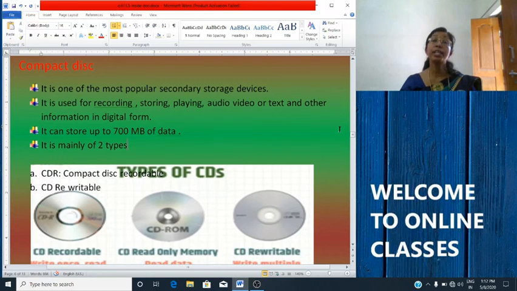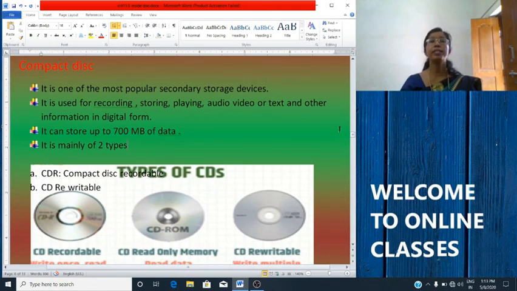It can store up to 700 MB of data. It can store documents, pictures, sound and video clips. It is of mainly two types: CDR, compact disc recordable. In this type of CD, the data once recorded cannot be erased but can be read again and again. It cannot be used for rewriting.